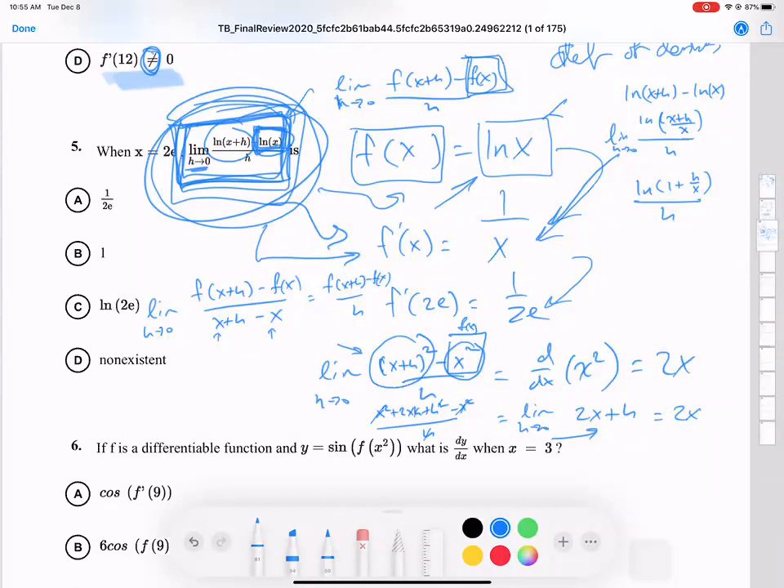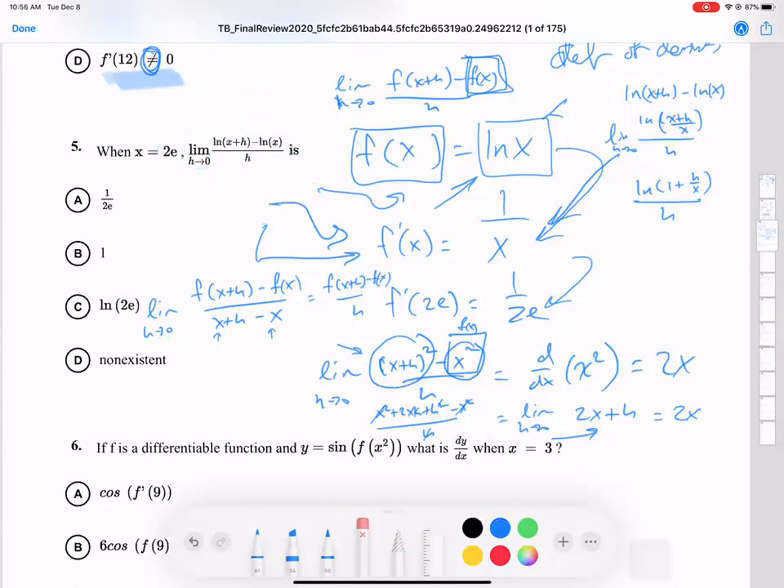Okay, this format here is just the limit version of us just taking the derivative. If I wrote this problem, limit as h gets closer to 0 of e to the x plus h minus e to the x over h, you're going to think, how am I supposed to combine e to the x plus h and e to the x? And the answer is you don't. You just take the derivative of e to the x.